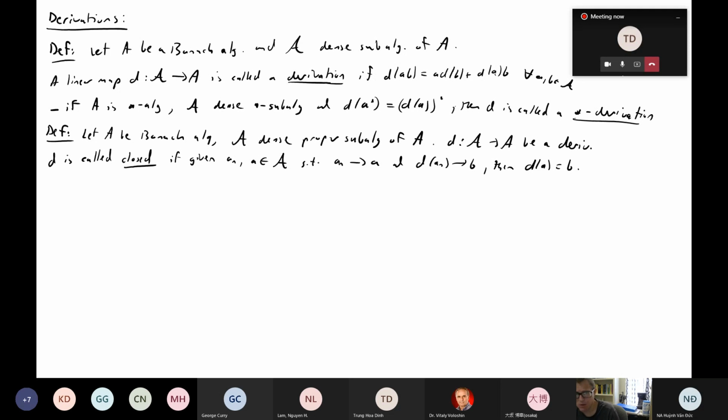Very, very similar to, of course, what you would call a closed operator, right? I need to discuss unbounded operators. And similarly, it's closable if A_n goes to 0 and D on A_n goes to B, implying B equals 0. So this guy is called closable. It's basically the same kind of definition you would do for unbounded operators.